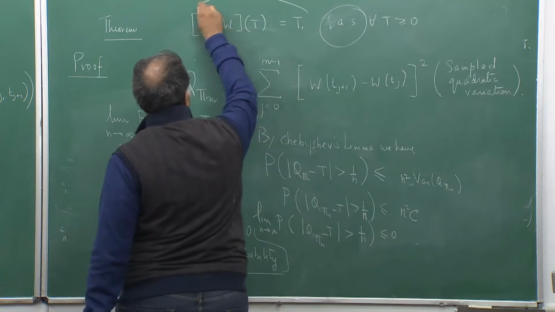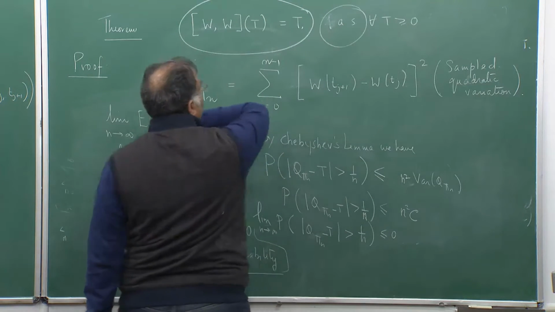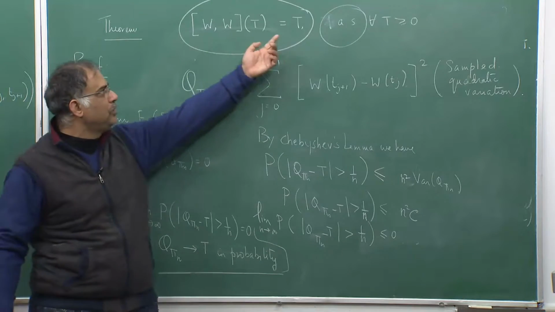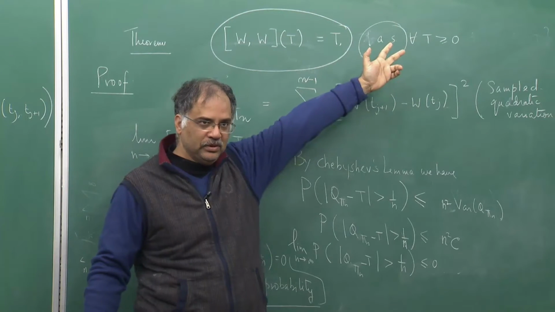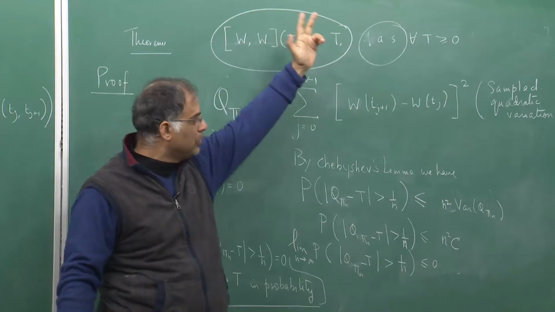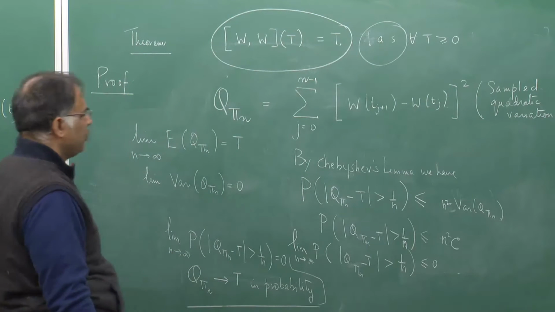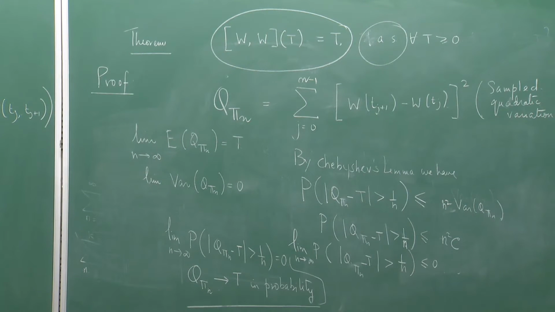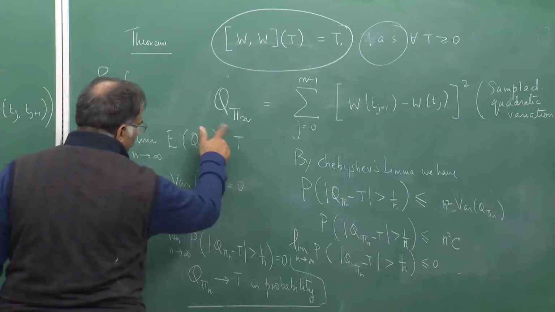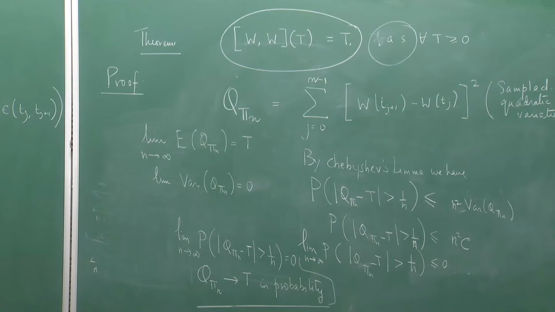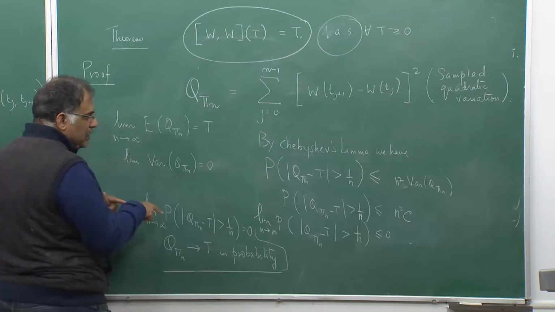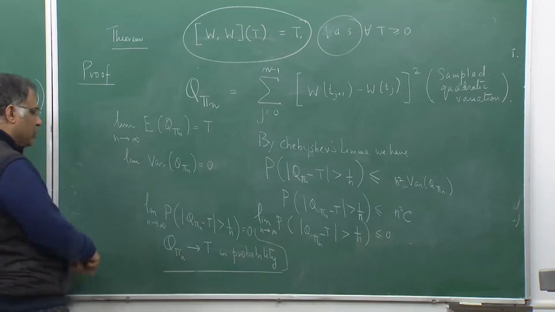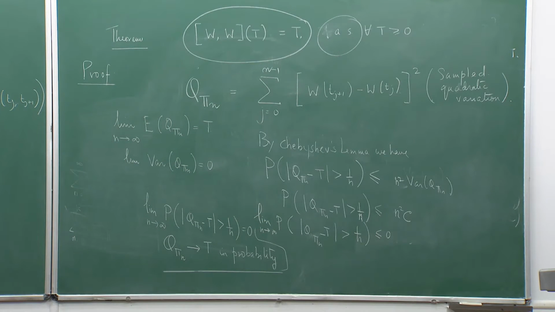So hence we have come to the following conclusion, that this is equal to t. You are obviously sure that this is equal to t in probability, but this is equal to t also almost surely. That needs to be proved. That needs a little rewriting of this Q_πn, and a little bit of tweaking of the whole thing, so that we can apply Chebyshev's lemma and Borel-Cantelli lemma both to come to this conclusion. It will be a little more complex, so we will not do it now.